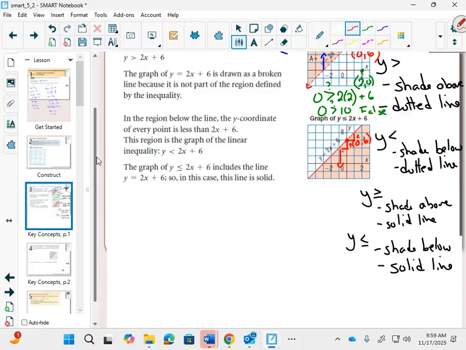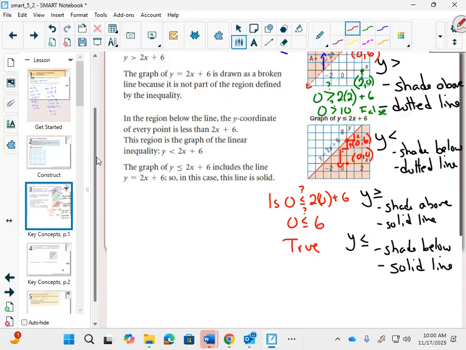But the other thing that sometimes people do is they take a point, and a favorite point to choose is 0, 0. If you choose the point 0, 0, and I plug it in, is 0 less than or equal to, question mark, 2 times 0 plus 6? In other words, is 0 less than or equal to 6? True. If you find a point is true, every point in that section will be true.